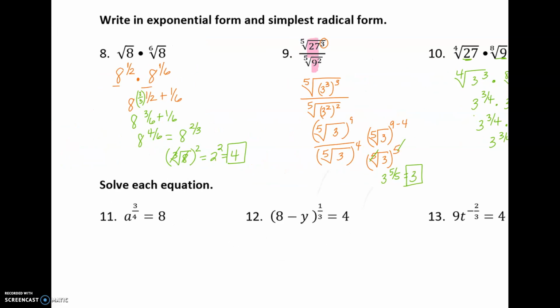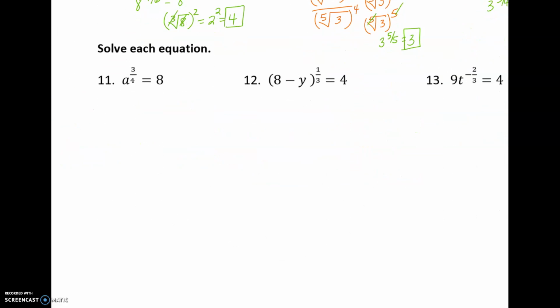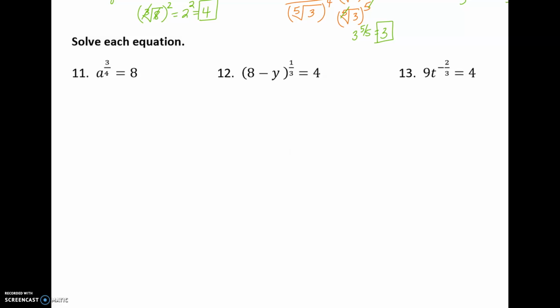All right. I seem to like these well because I like solving and getting variables by themselves. So the goal in number 11 is to solve the equation. That means get a by itself. To get a by itself, we have to get rid of that exponent of 4/3. To make an exponent become 1, we multiply by the reciprocal, which is 4/3. We multiply by the reciprocal.